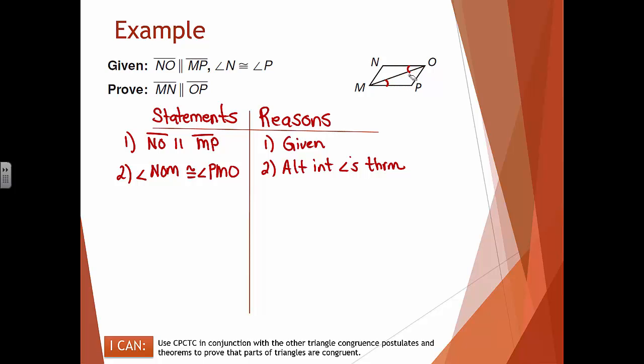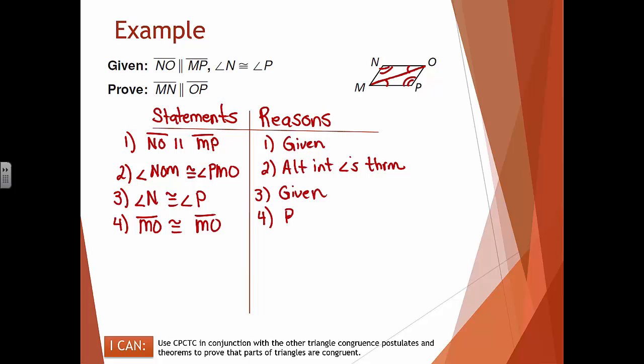I'm going to erase those except for my angle marks. Then they tell us that angle N is congruent to angle P. Angle N is congruent to angle P. All right, that is given to us. So we've got two pairs of angles, so it's either angle side angle or angle angle side. I don't have any other given statements, but I do know that MO is in both of the triangles and it is congruent to itself. MO is congruent to MO, and that is by the reflexive property of congruence.